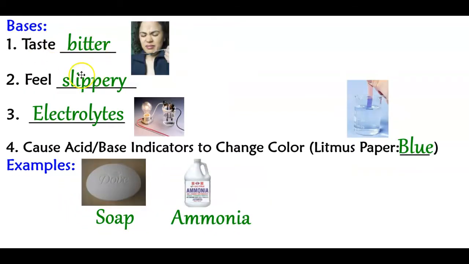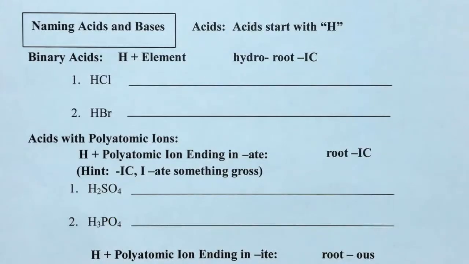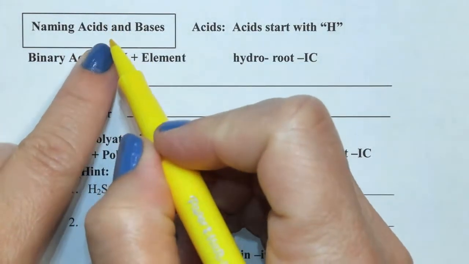Bases taste bitter. They feel slippery, and they are also electrolytes. Indicators change color in the presence of a base. Litmus paper specifically turns blue when you dip it in a base. Some examples of bases in your house would be soap or ammonia. Now we're going to focus on how to name acids and bases.